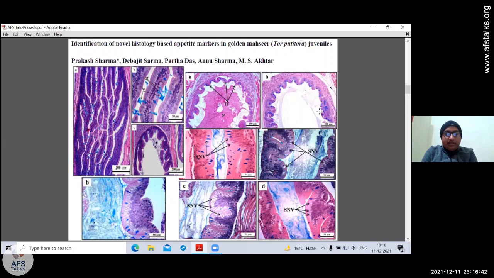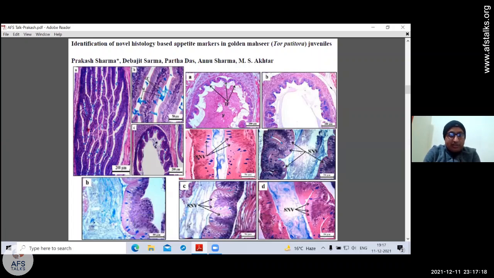So while working on the golden mahseer, I came across some interesting postprandial biomarkers as well. This postprandial dynamics we could see in the gastrointestinal tract, and those were the luminal distension as well as the intestinal fold dynamics. And then some were supranuclear vesicle dynamics, the supranuclear vesicles, which we can see here in the posterior intestine.